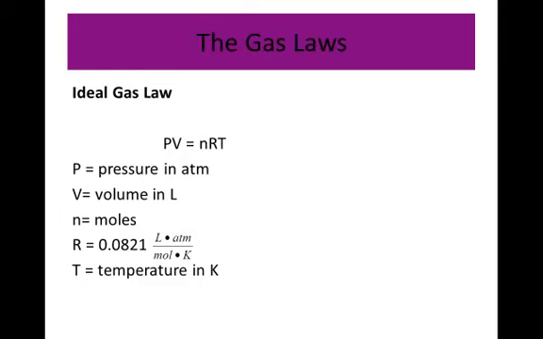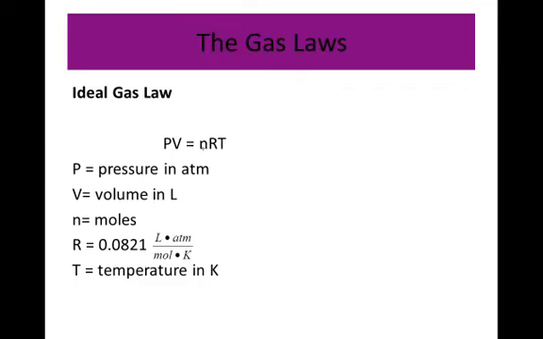The last gas law we're going to look at in this chapter is the ideal gas law. And the ideal gas law uses this equation, PV equals nRT. P stands for our pressure, and the pressure must be in atmospheres, so if it's not, you'll have to convert it. V stands for volume. The volume must be in liters. If it's not, you'll have to convert it.